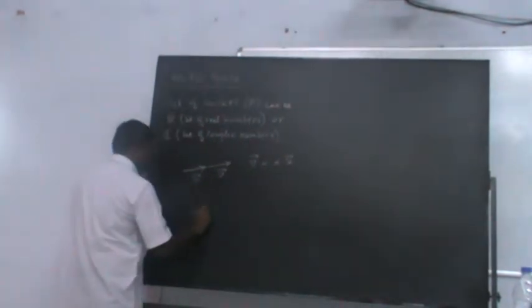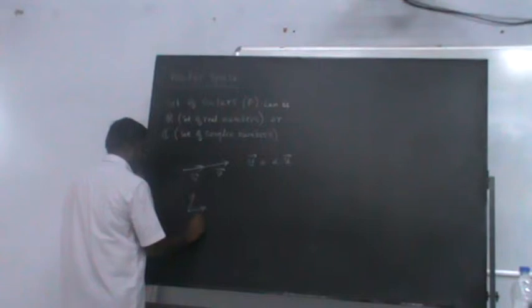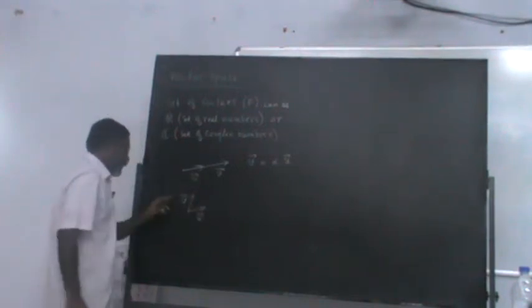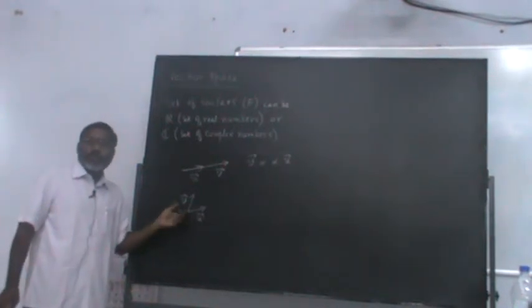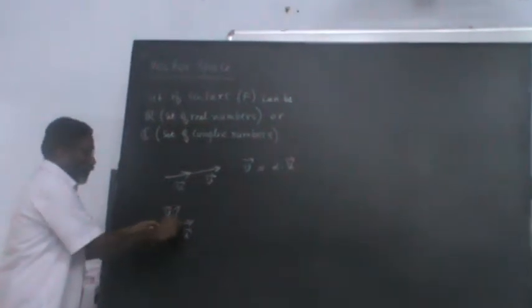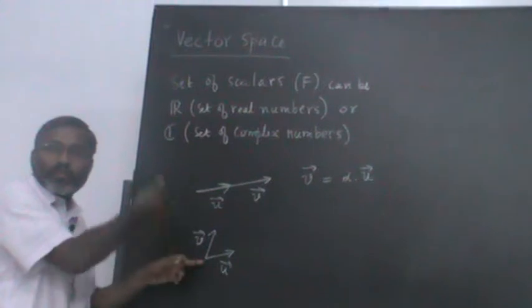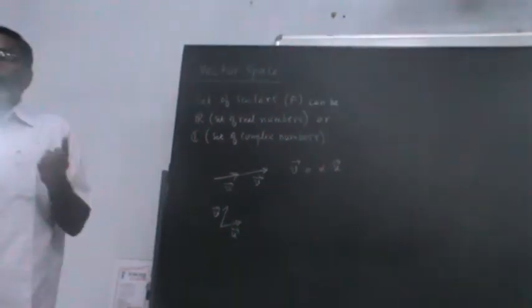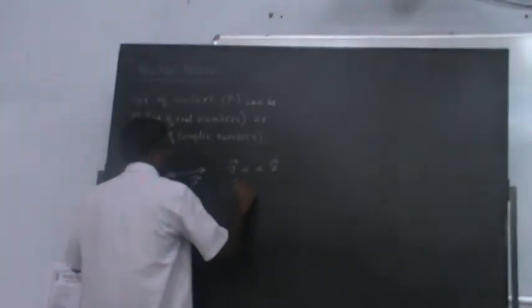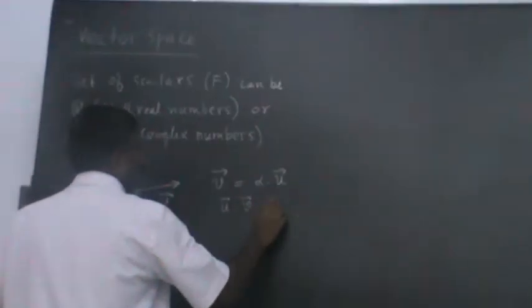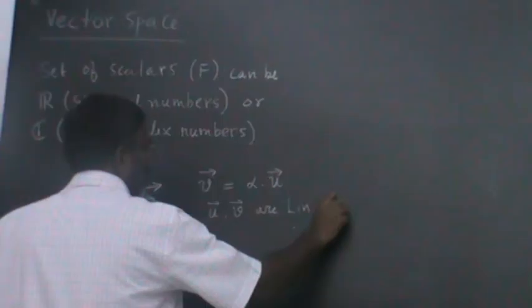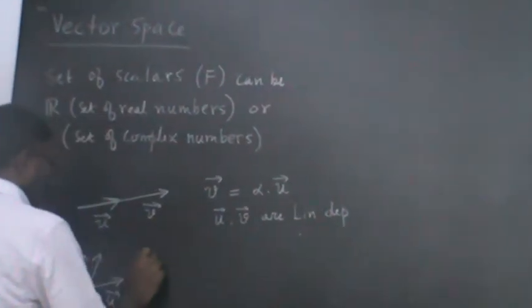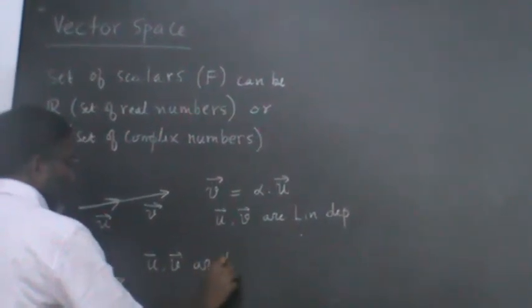But if I have a vector U like this, another vector V like this, can I write V in terms of U? I cannot obtain V from U because only a projection of this will be along this, but the other projection is in some other direction. So I cannot get V entirely from U. So if I cannot get V entirely from U, then we say these two vectors are linearly independent. Okay, so here you say U, V are linearly dependent. In this case, you say U and V are linearly independent.